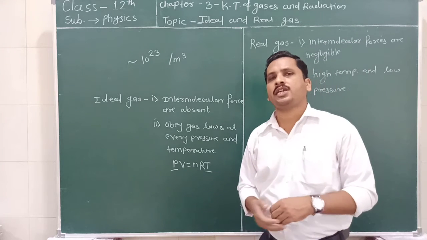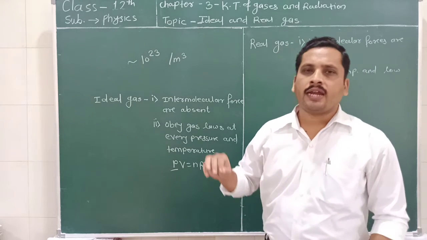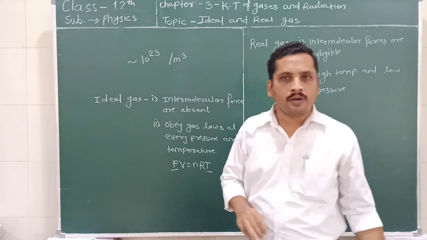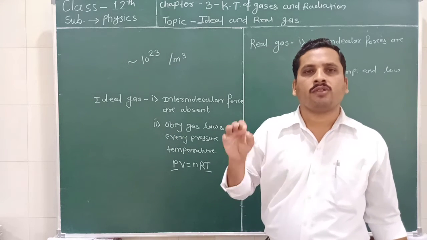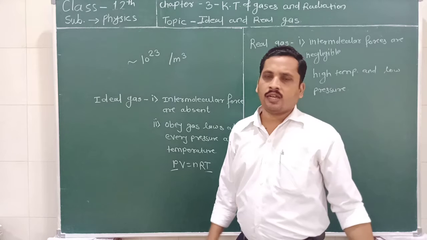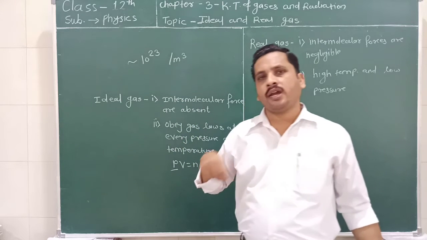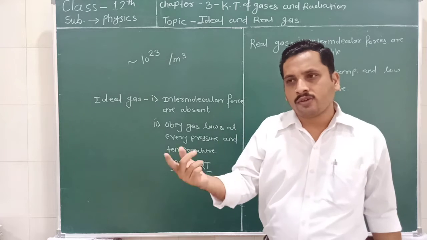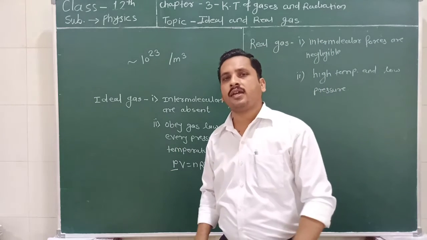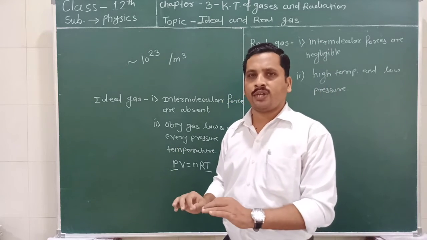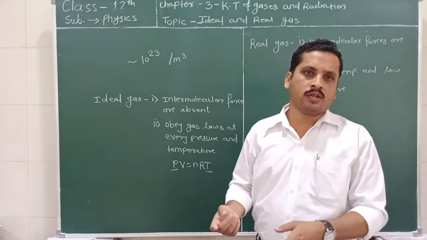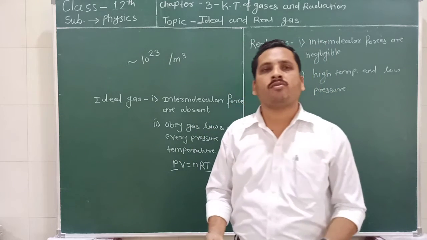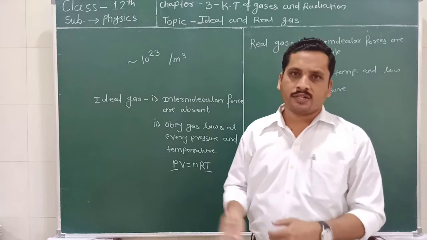And due to this elastic collision, the speed and the direction of the molecules change abruptly. Abruptly means it changes on a large scale. These molecules also collide with the wall of the container, and as the molecules collide with the wall, they exert some pressure on the wall. How much pressure is exerted on the wall we are going to see in the next lecture.